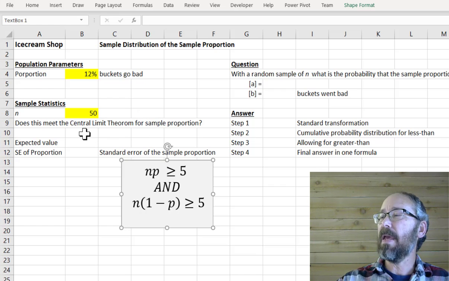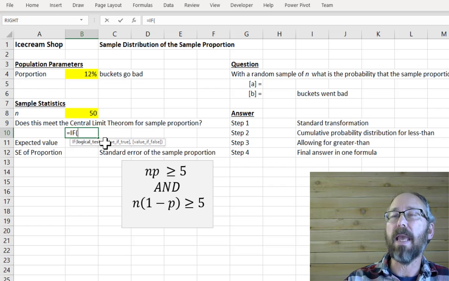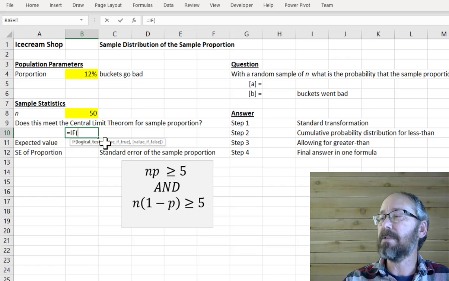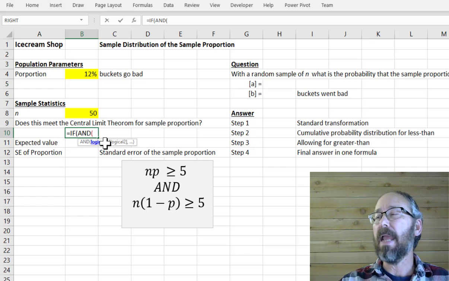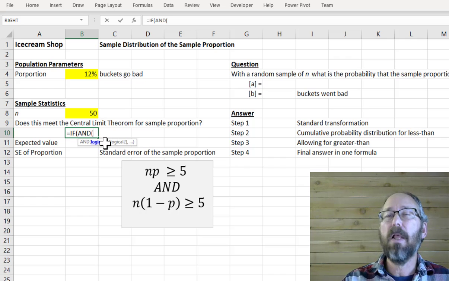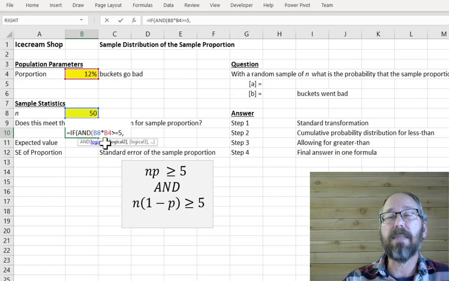And we'll do the same thing. We'll do an if statement, equals if, slightly more complicated. Now our logical test has to be an and. Fortunately Excel has an and function, and everything you put in here, every test has to be true for this to be true. The very first test is quite straightforward. It's n, so B8 times B4, that's my P, greater than or equal to 5. That's one of my criteria.